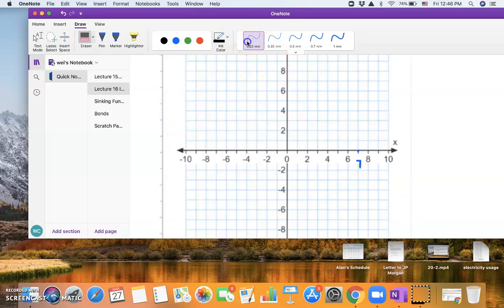Okay, let me do this again. From negative infinity to 2, the graph goes up, and after 2, the graph goes down. And at x equals 4, the graph has a sharp corner.